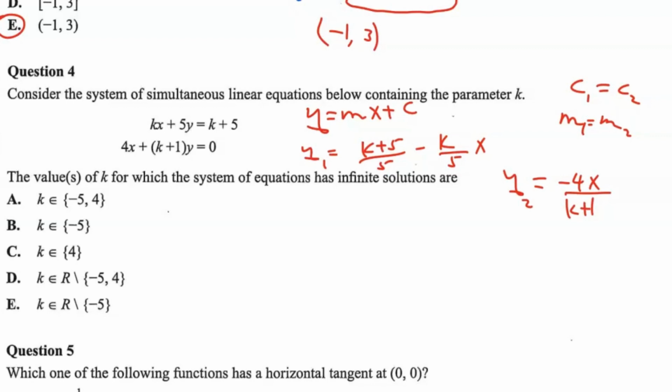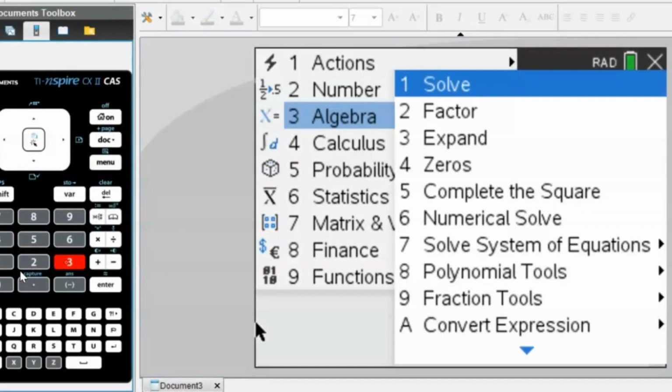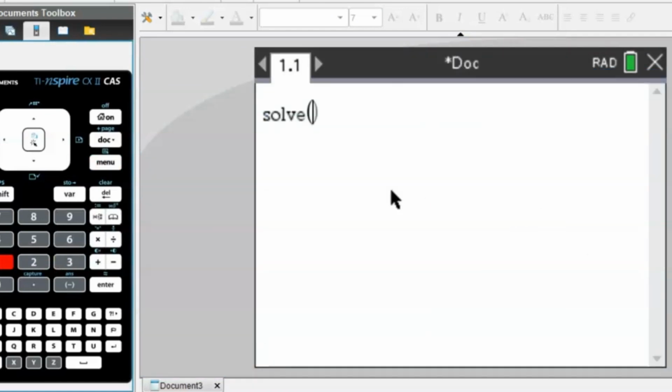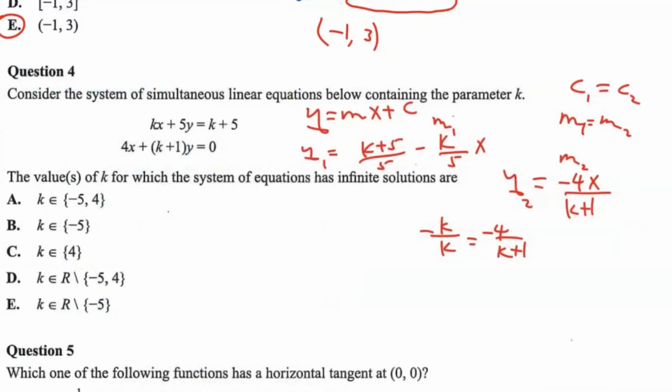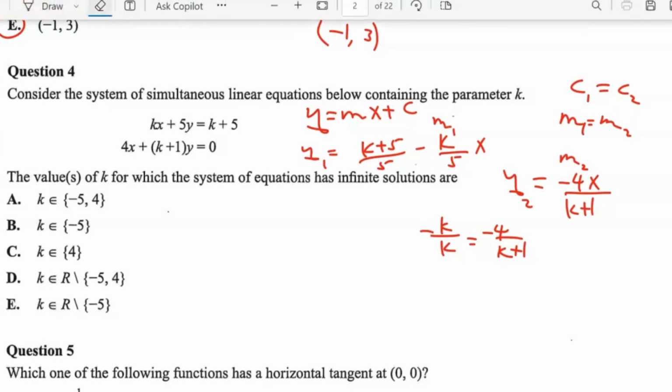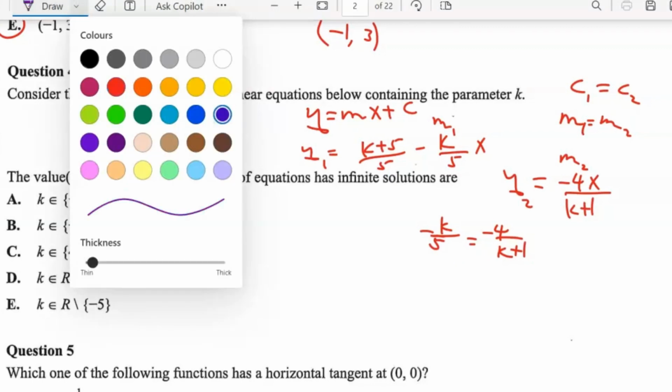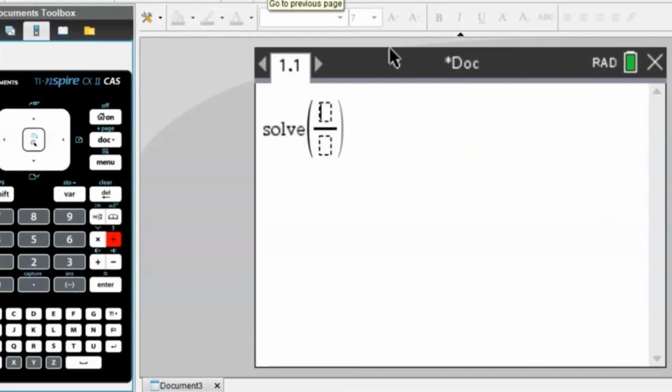So we solve for x. Since this is m1, we equate the two m's and solve for k. That could be achieved using the CAS, which is a lot easier. So that's our negative k over 5, and the other is negative 4 over k plus 1. Get the CAS out and solve. So that gives me, what is that? Negative k over 5, that was what it was.